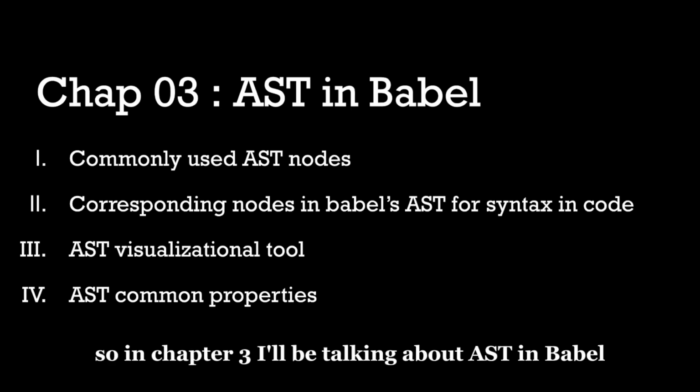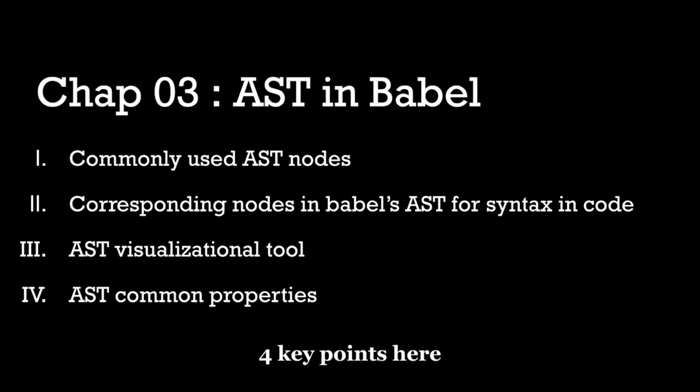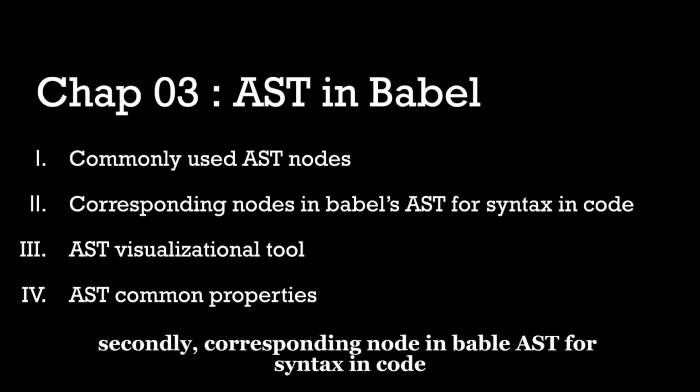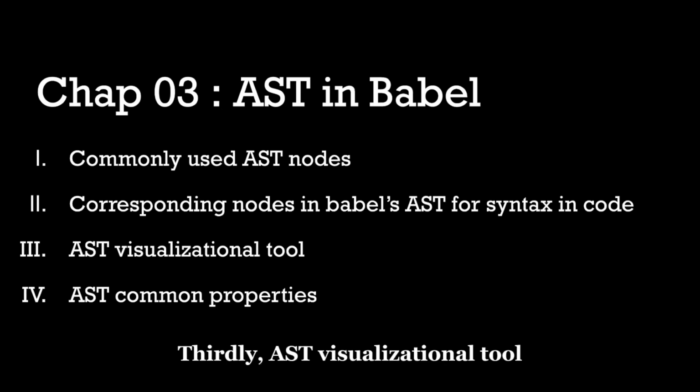So in chapter 3, I'll be talking about AST in Babel. 4 key points here. Firstly, commonly used AST nodes. Secondly, corresponding nodes in Babel's AST for syntax encode. Thirdly, AST visualization tool. And lastly, AST common properties.